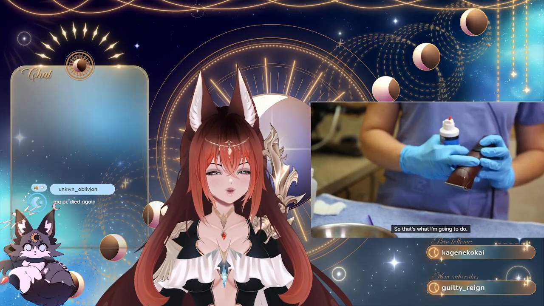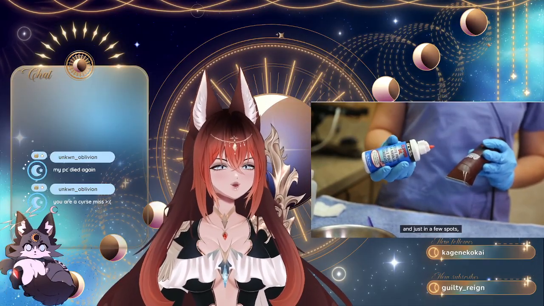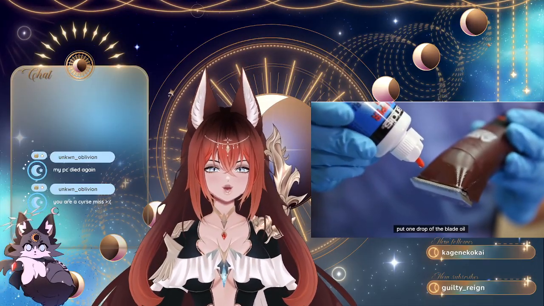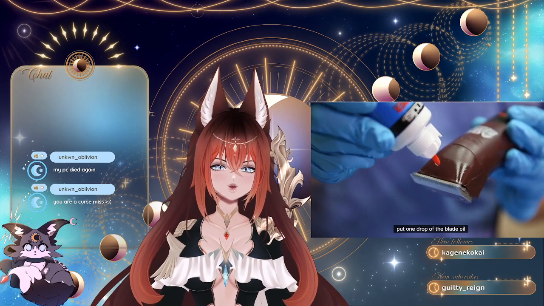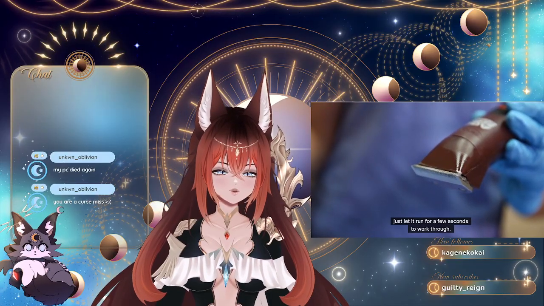So that's what I'm going to do. You just turn it on and just in a few spots, put one drop of the blade oil. Just let it run for a few seconds to work through.